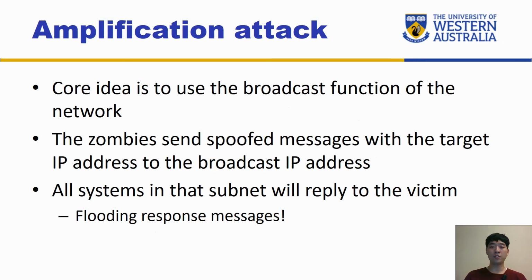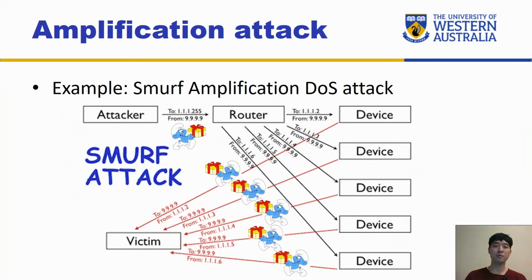Another example of DDoS attack is the amplification attack. The idea is to exploit the broadcast function of the network. So we are again using some legitimate network functionalities, but exploiting that to convert them into an attack. The zombie sends spoofed messages with the target IP address to the broadcast IP address. All systems in the subnet will reply to the victim. So this is actually quite an interesting attack. Let's have a look at an example, which is a smurf attack.